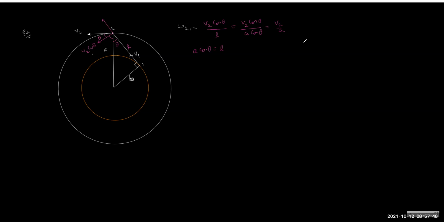Sir, how is that A? Okay, tell me how it is A. A is the length. You can see in a triangle, this is a right angle triangle. What is the relationship between L and A?